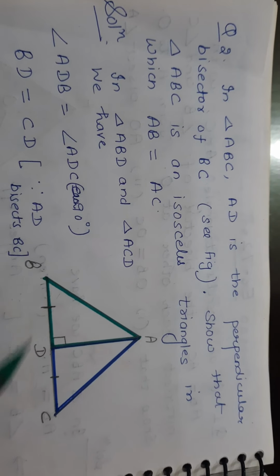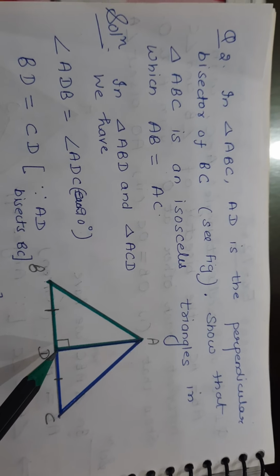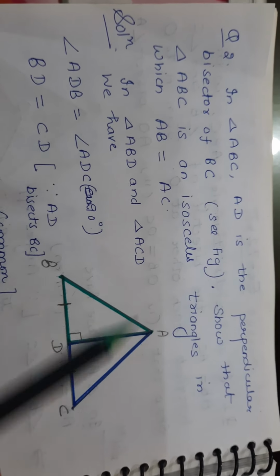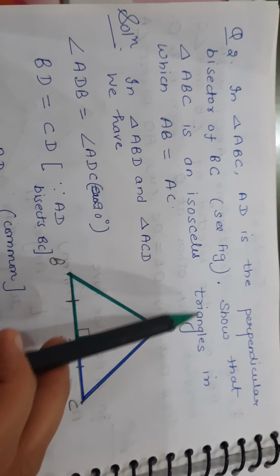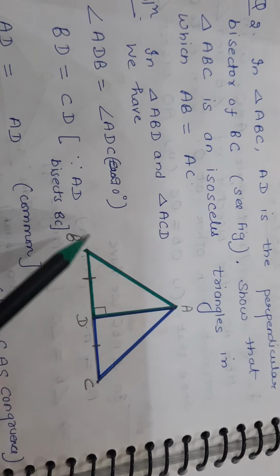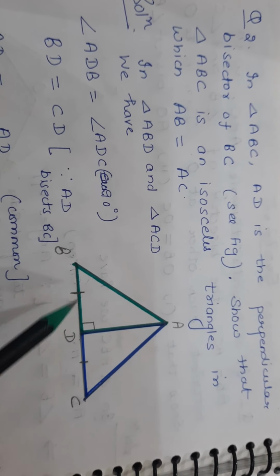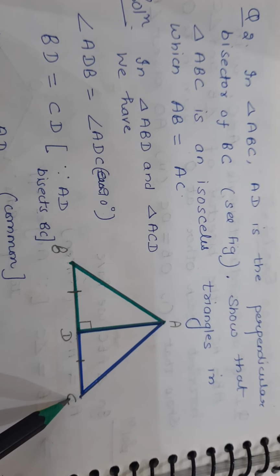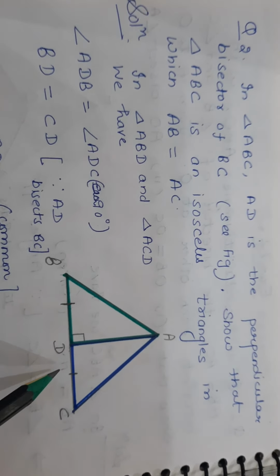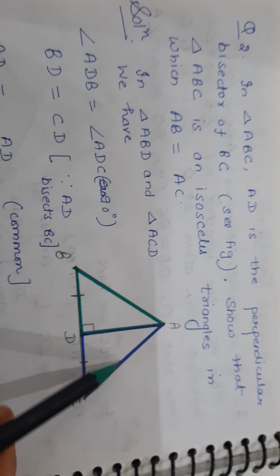In triangle ABC, AD is the perpendicular bisector of BC. Then show that triangle ABC is an isosceles triangle in which AB is equal to AC. In this diagram, AD is the perpendicular bisector of BC, so it implies side BD is equal to side DC. You need to prove side AB is equal to side AC, right?